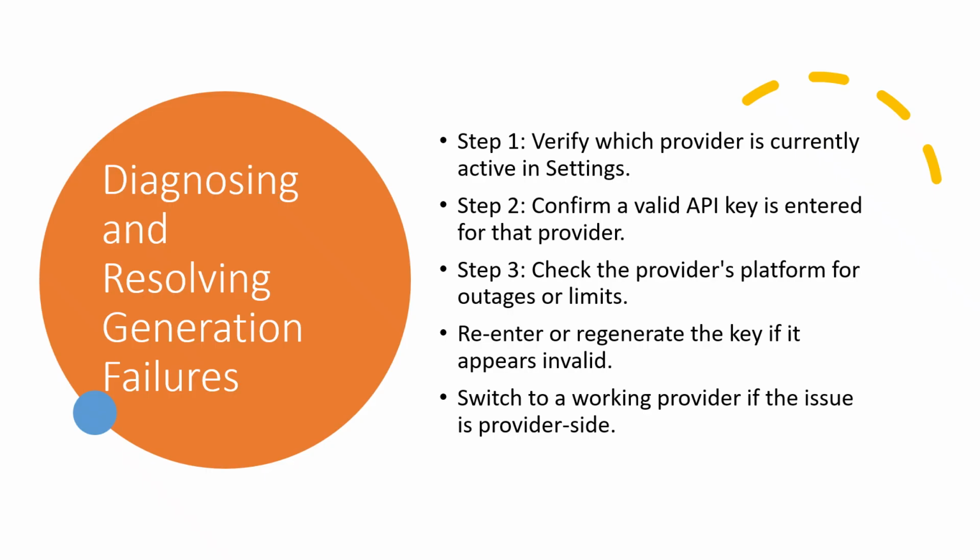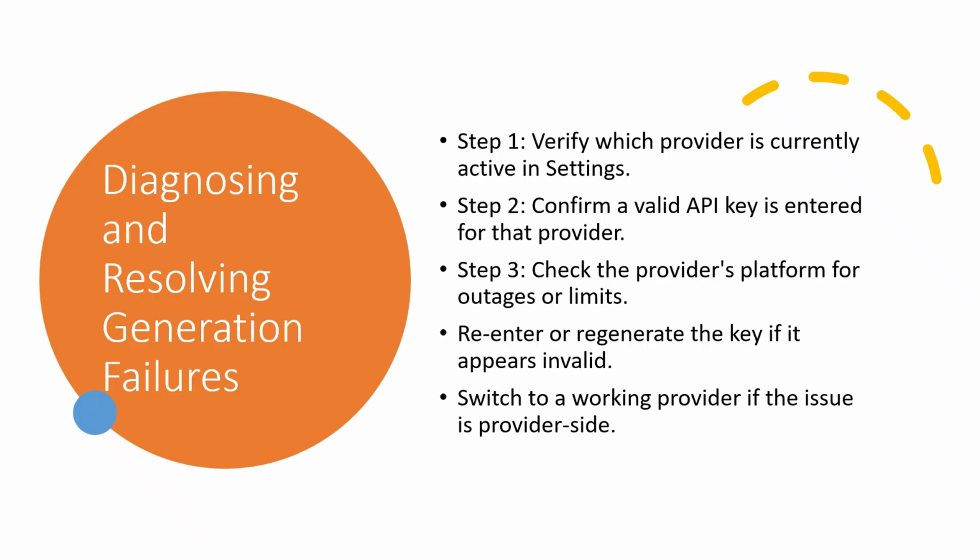The first thing to do is open Settings and confirm which provider is currently set as active. This is actually the most common oversight. Users sometimes assume a particular provider is selected when another one is active, or no valid provider is configured at all. Once you've confirmed the active provider, the next step is to verify that a valid API key for that provider has actually been entered. A missing or malformed key will cause generation to fail immediately.